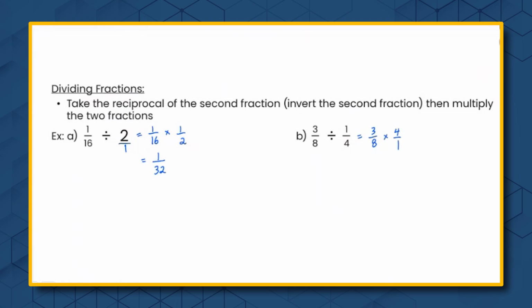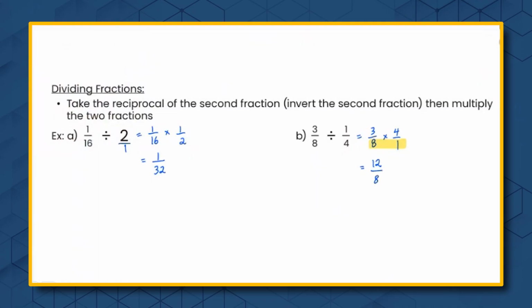And now that we have the multiplication of two fractions, again, should be pretty straightforward from here. We're going to multiply our numerators together. So 3 times 4 gives us 12. And then if we multiply the denominators together, 8 times 1, this will now give us 8 in the denominator.